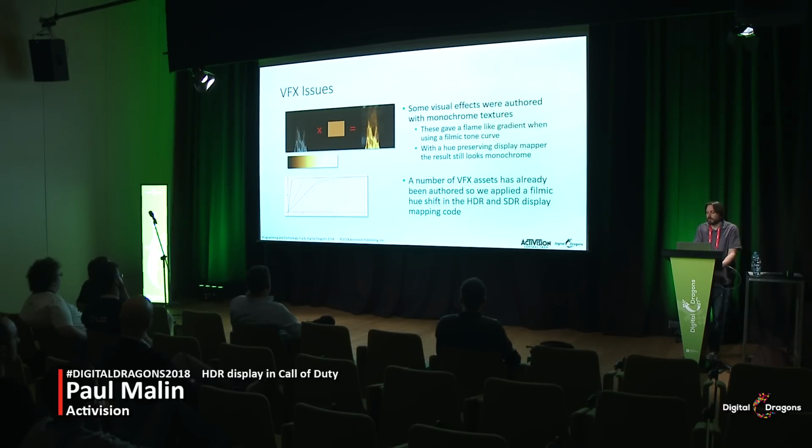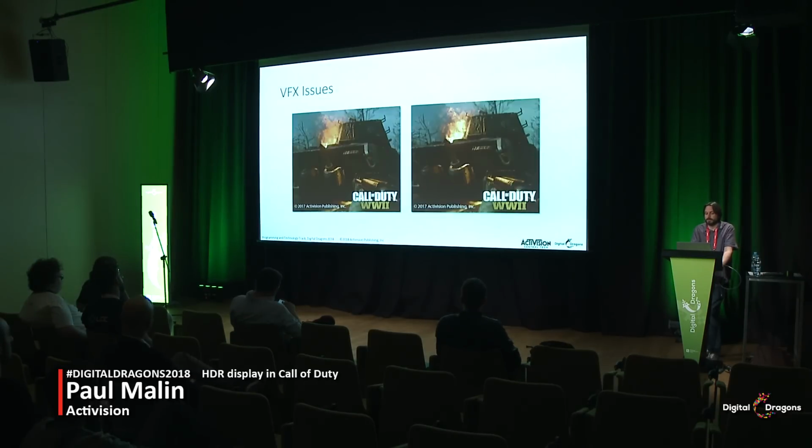Some of the visual effects looked poor when we switched to the new color pipeline. This was because they were authored with a monochrome texture, which looked fine when displayed with a filmic tone map curve, but looked monochrome with a hue-preserving tone map. We could have changed the assets to fix this, for example, applying a color gradient. Unfortunately, a number of VFX assets had already been authored in this way. So we actually introduced a filmic hue shift before the display mapper for all output devices. To apply just the hue shift in HDR, we ran the SDR display mapper to provide the hue shift and then used the resulting hue at the source intensity.